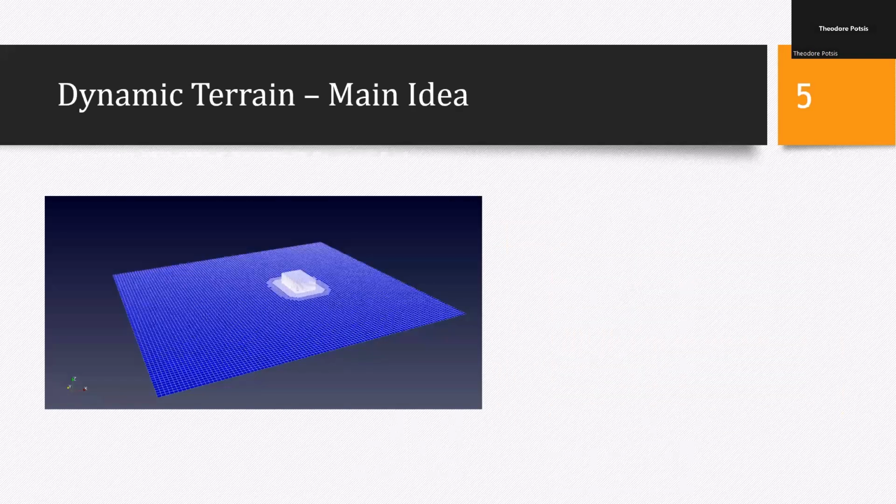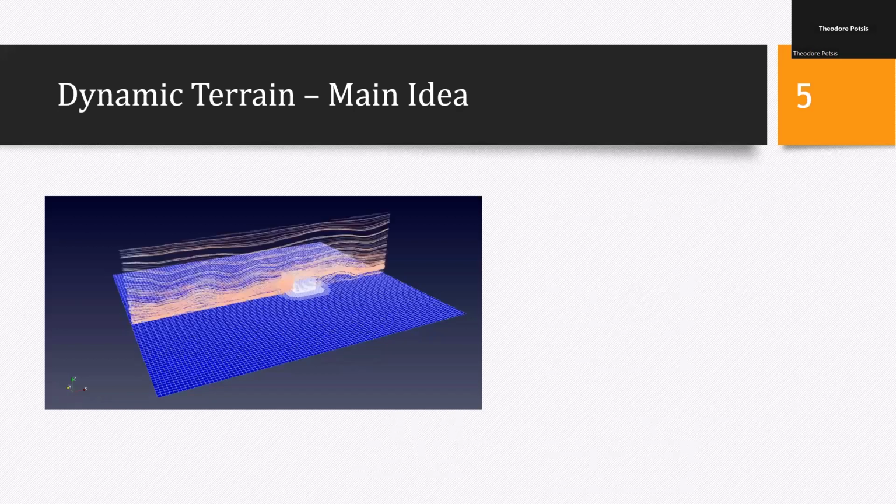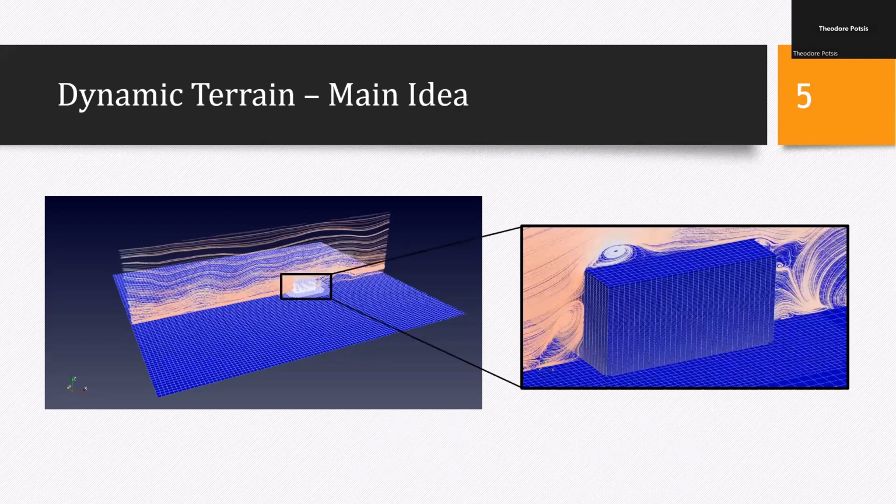To elaborate a bit more on that, here I have a computational domain that I've used. If we introduce one of those instantaneous profiles, we see that close to the building, we have this generation of vortices. A very important parameter is how we introduce this inlet data.